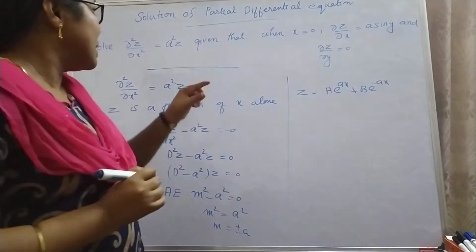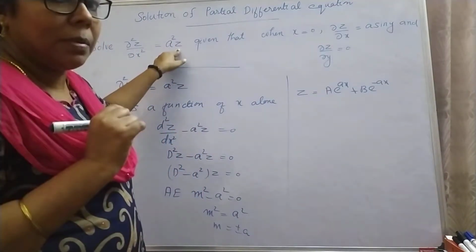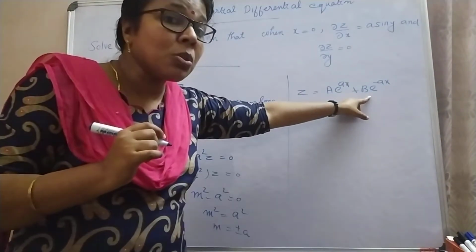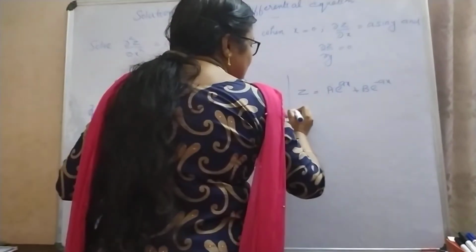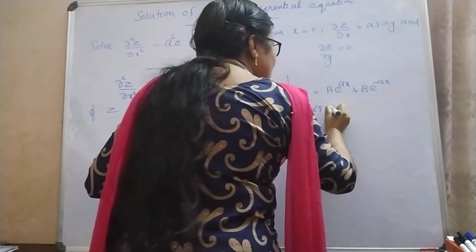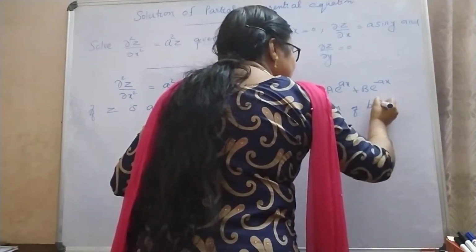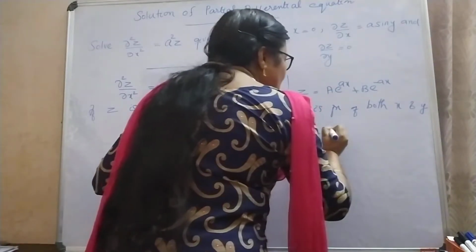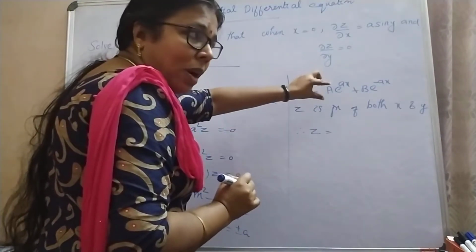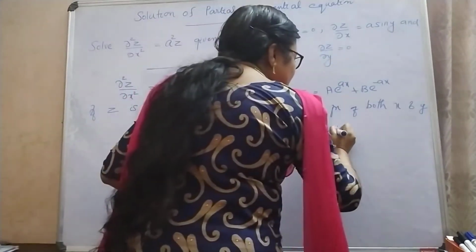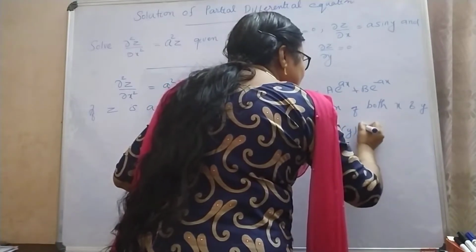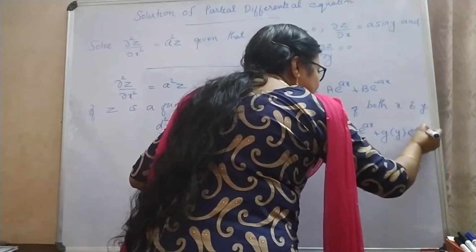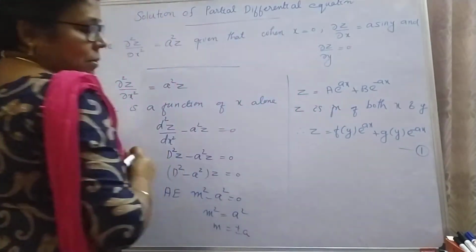Also we know that z is a function of both x and y. Therefore, this A and B must be functions of y. So A must be f(y) and B must be g(y). Therefore, z = f(y) e^(ax) + g(y) e^(−ax). Put it as equation number 1.